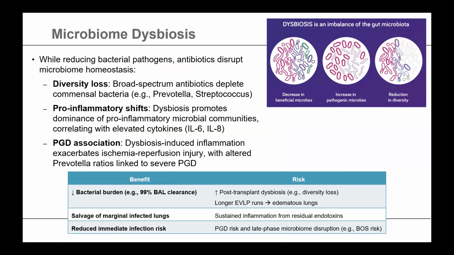And also we have to keep in mind that while reducing bacterial pathogens, antibiotics disrupt the microbiome homeostasis. It causes a diversity loss. Broad-spectrum antibiotics deplete the commensal bacteria. It causes pro-inflammatory shifts. And also there's an association with pulmonary graft dysfunction that's been seen in our lung transplant recipients. And so there are many benefits: decreasing bacterial burden, salvaging marginal infected lungs, and reducing the immediate infection risk. We also have to think about the risks associated with this, including non-infectious things, such as sustained inflammation from residual endotoxins, etc.